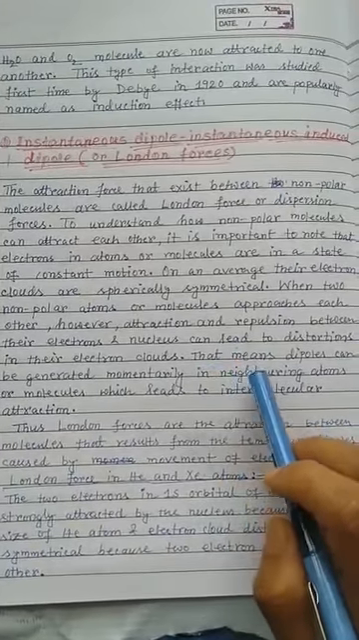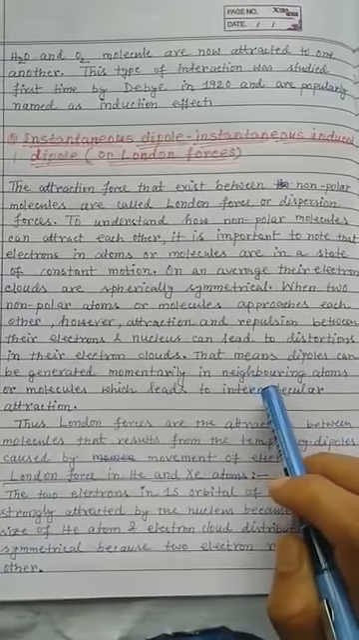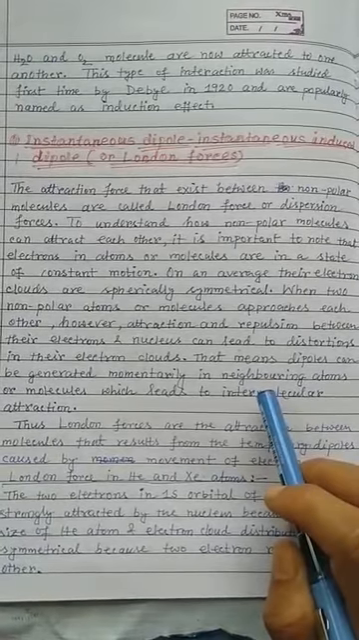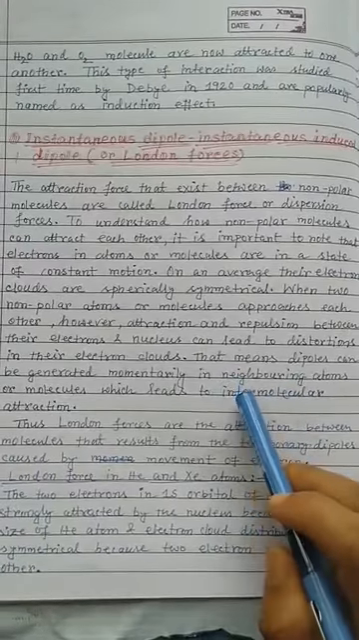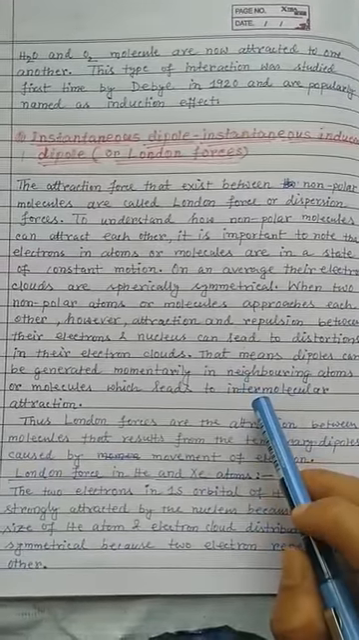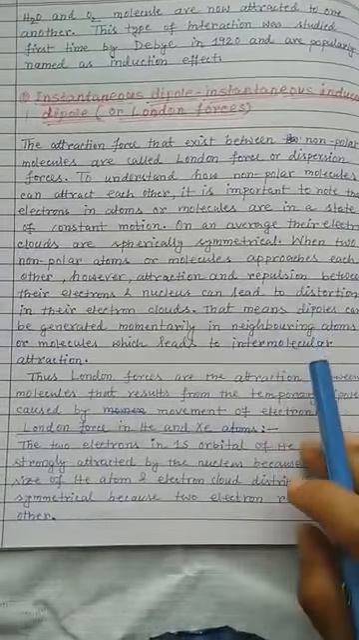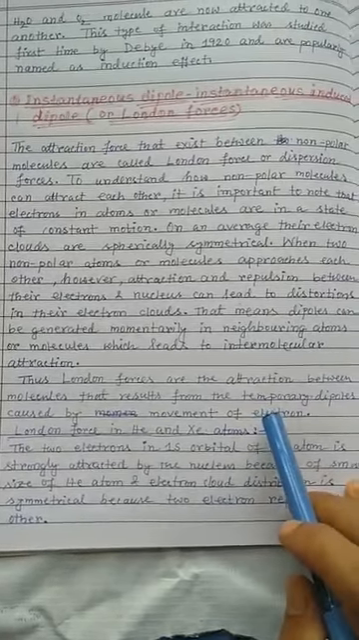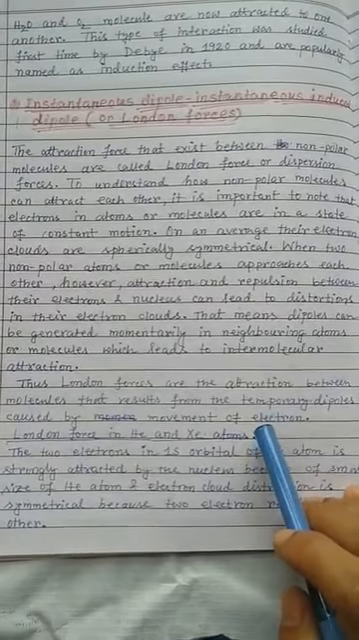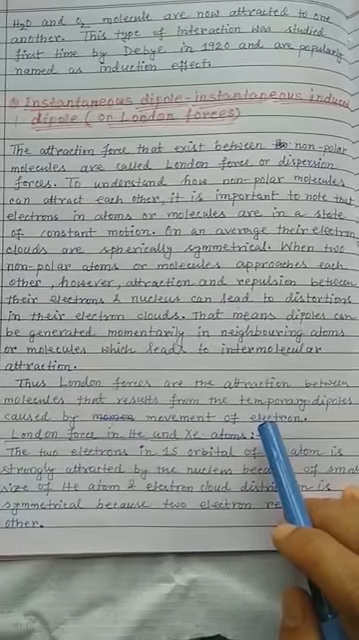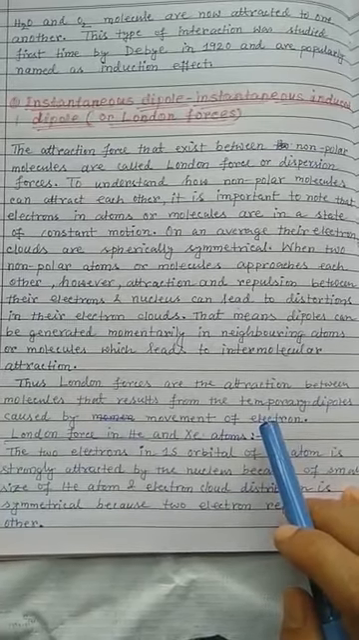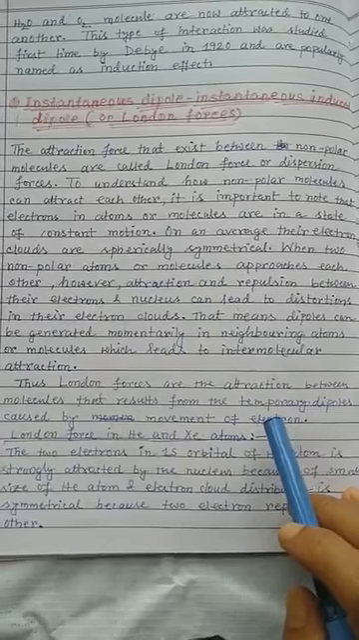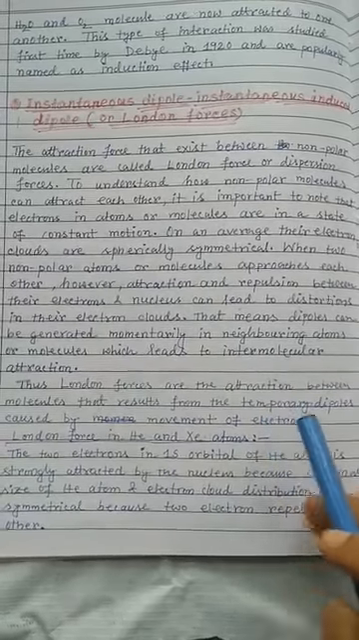Distortion in the electron cloud means a dipole can be generated momentarily, that is, when they come in contact then only this dipole originates, and when they move away from each other, this dipole is gone. That's why it is momentary, in the neighboring atoms or molecules, which leads to intermolecular attraction. Thus, London forces are the attraction between molecules that results from the temporary dipoles caused by the movement of electrons. That means London force originates from the temporary dipole, just when the molecules come in contact, and when they move far away from each other, this force is gone.